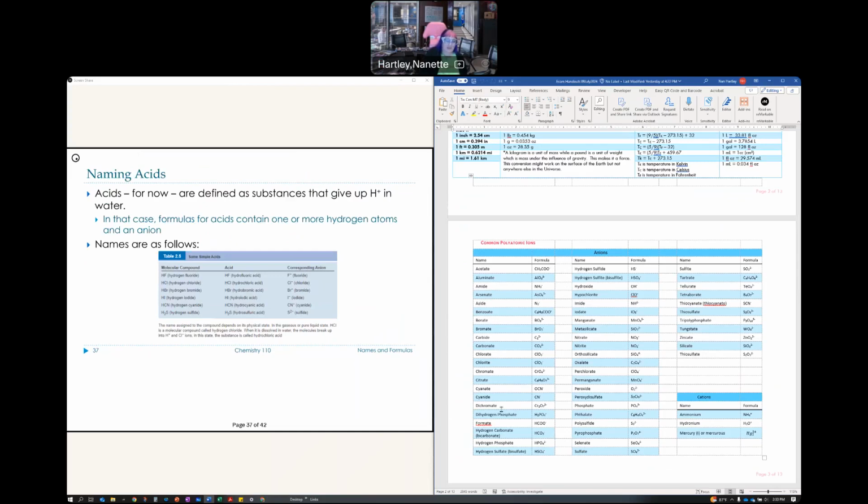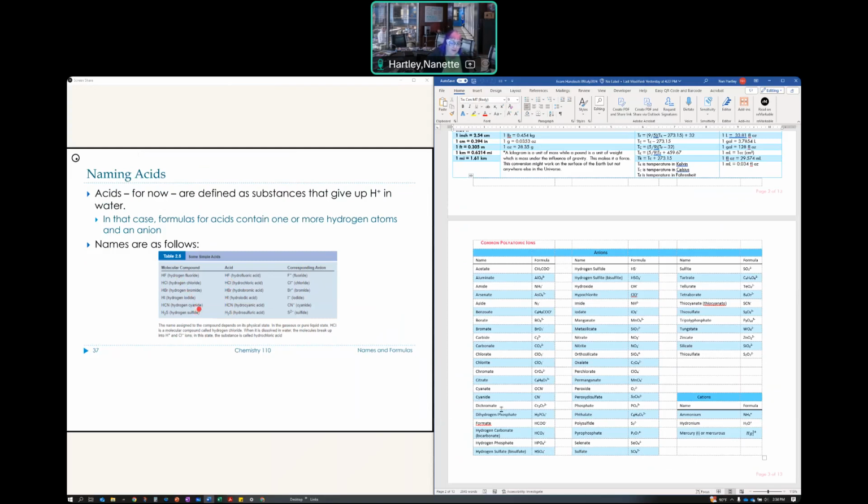Now, let's talk about acids. For now, we are going to define acids as substances that give up H plus in water. In that case, the formulas for acids contain one or more hydrogen atoms and an anion. So things that we can talk about that are acids: HF, HCl, HBr, HI, HCN, and H2S. Those are all the compounds that we have. They're acids: HF, HCl, HBr, HI, HCN, H2S. Okay? The names on these: hydrogen fluoride, hydrogen chloride, hydrogen bromide, hydrogen iodide, hydrogen cyanide, hydrogen sulfide.